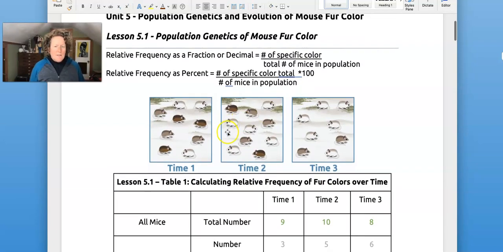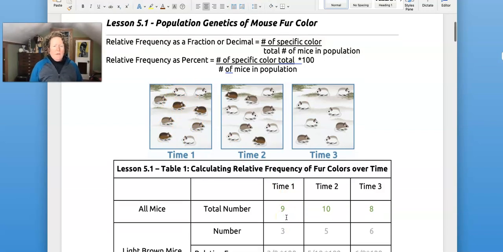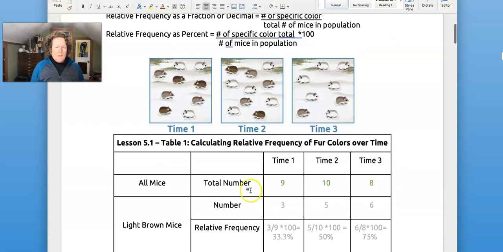So when we look at time 1, we want to count the total number of mice. So we count 1, 2, 3, 4, 5, 6, 7, 8, 9. So there's 9 total mice. And then if we look at the next here, we're supposed to count the number of light brown mice. And I see 3, or light, 1, 2, 3. So I see 3 light brown mice. And then I calculate, there's 3 divided by 9 times 100 equals 33.3%.